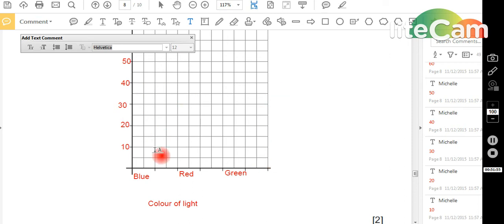Okay, when you do this scale, it's very important that the difference between each of the numbers is the same. So in other words, the difference between 0 and 10 is 10 units. The difference between 10 and 20 is 10 units. The difference between 20 and 30 is 10 units.